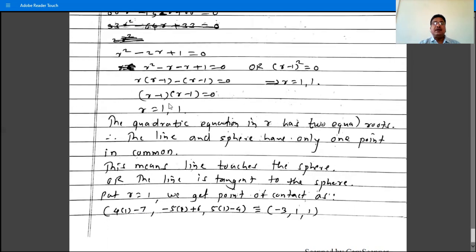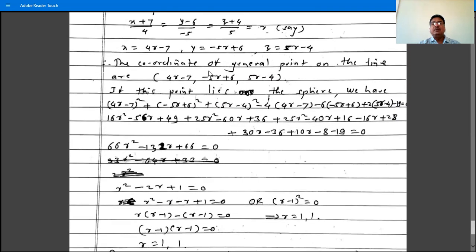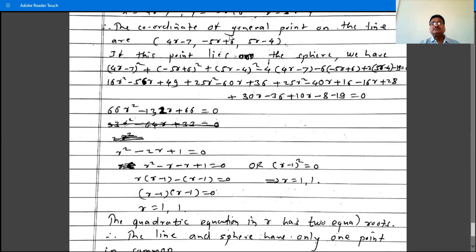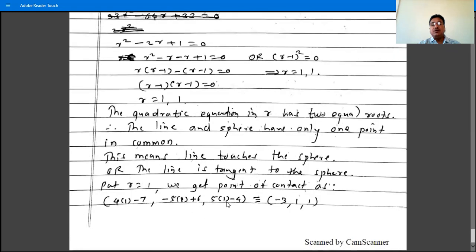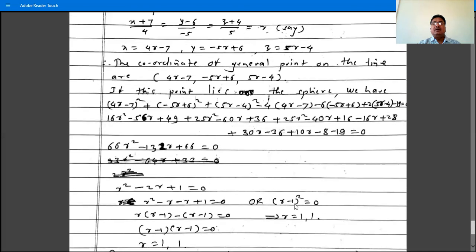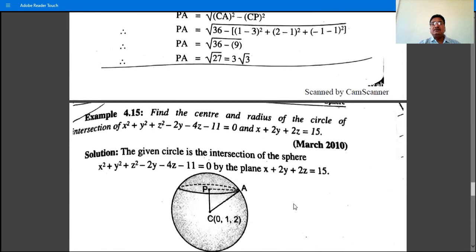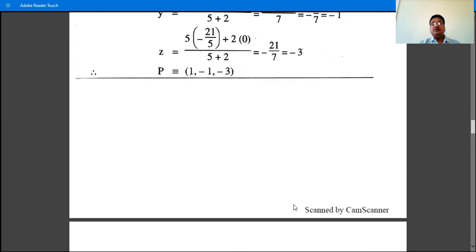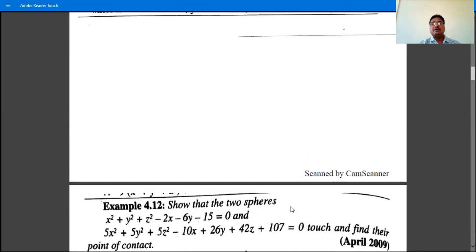So substitute r as 1 in this general coordinate of the point on the line. We have 4 into 1 minus 7, which means minus 3, 4 into 1 minus 7, minus 5 into 1 minus 5, plus 6, comma 5 into 1 minus 4, that is equal to, we have the answer minus 3, plus 1, and plus 1. So this is the point of contact. So in order to show the line is tangent to the sphere, and if we have to find the length of the intercept made by the line, the procedures are the same.